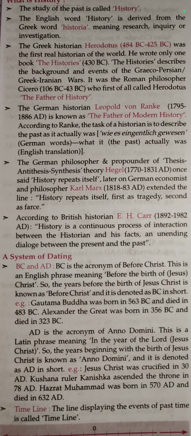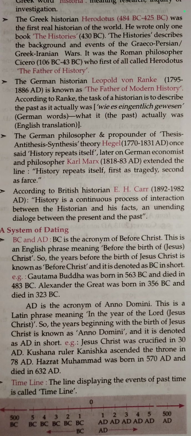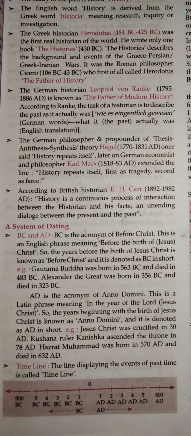A system of dating. What is the system of dating? BC and AD. BC is the acronym of before Christ. Acronym means short form. So, the short form of before Christ is BC. This is an English phrase meaning before the birth of Jesus Christ. So, the years before the birth of Jesus Christ are known as before Christ and denoted as BC in short. Example: Gautam Buddha was born in 563 BC and died in 483 BC. Alexander the Great was born in 356 BC and died in 323 BC.